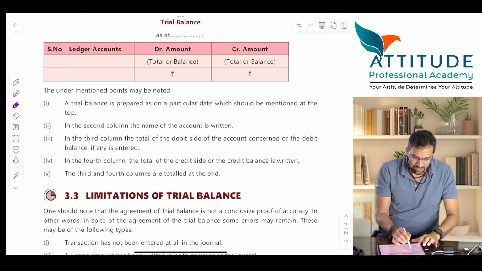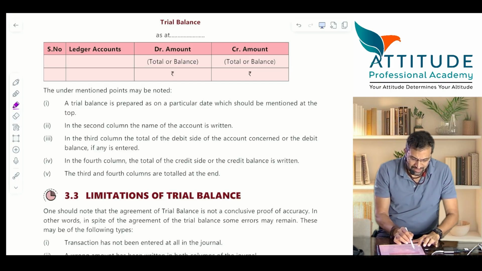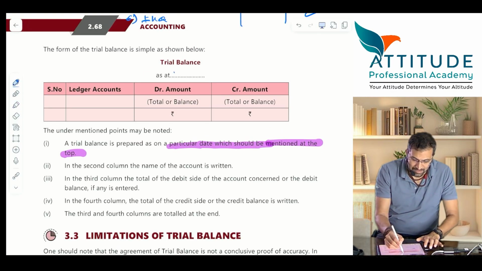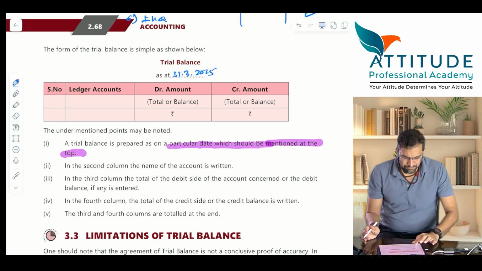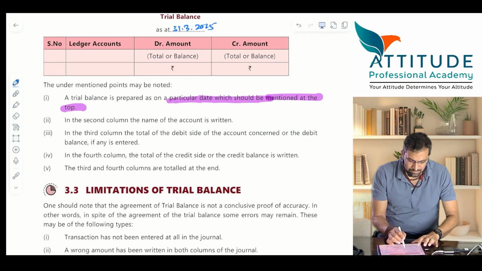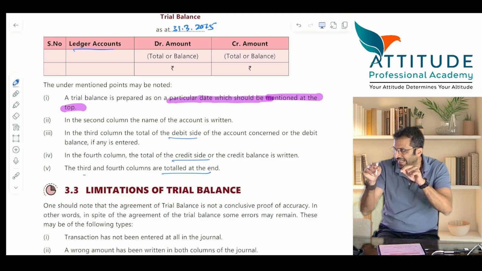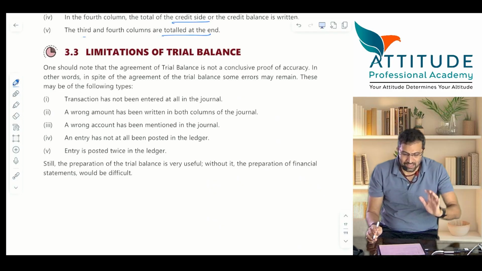Then, under the mentioned points, may be noted, trial balance is prepared on a particular date, which should be mentioned at the top. So trial balance as at 31st March 2025. Is that clear? Then the second column, the name of the account, here ledger accounts, like cash account, asset account, liability, whichever it is. The third column, total of the debit side of the account. Fourth column, credit side. And the third and fourth columns are totaled at the end. In the end it should tally.